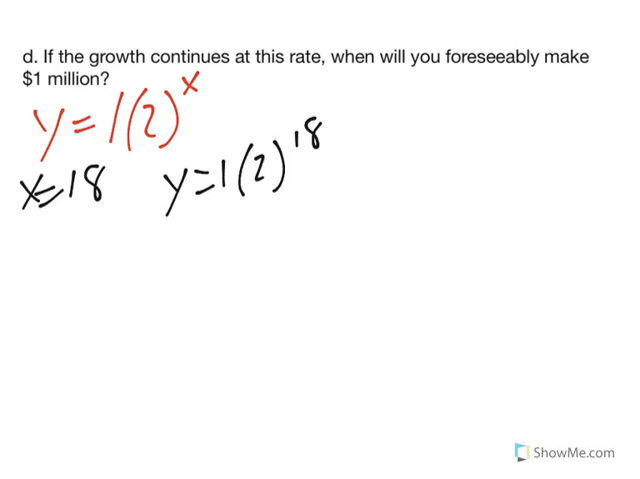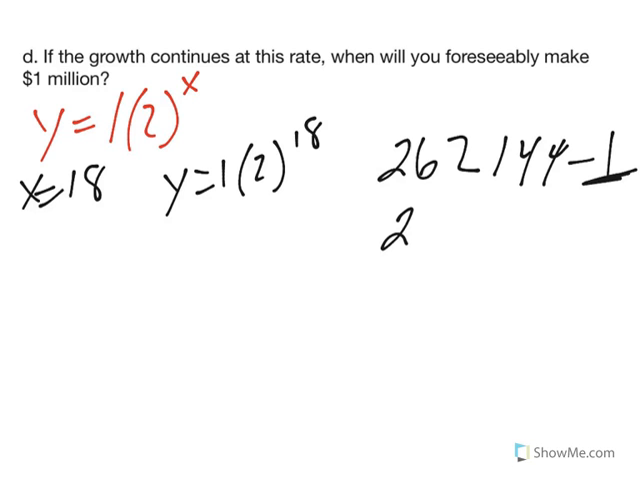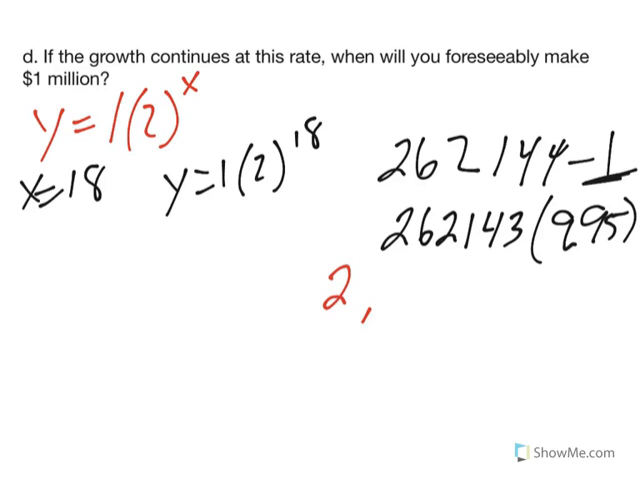Now that gives me 262,144. But I've got to subtract my domain name. Don't forget that you are not paying for your domain name. So I have 262,143 domain names being paid for at $9.95 a piece. So after 18 months, I've got $1,608,322.85.